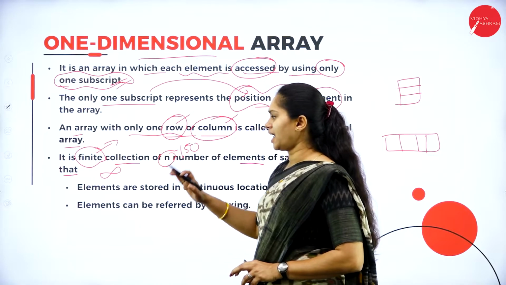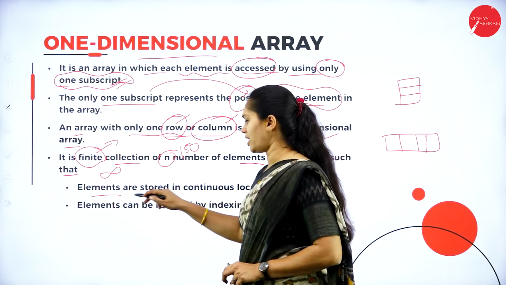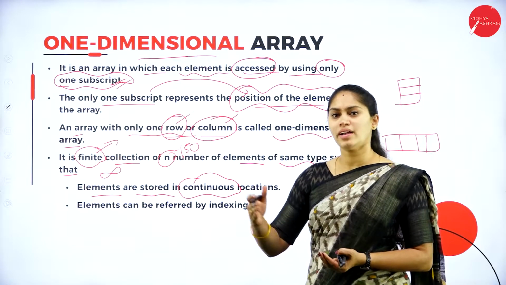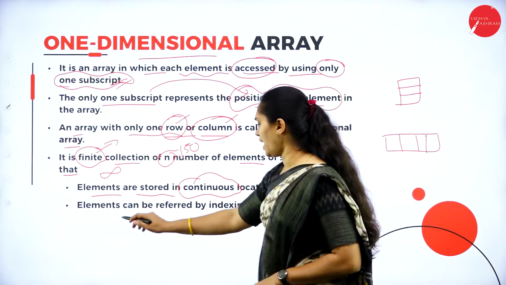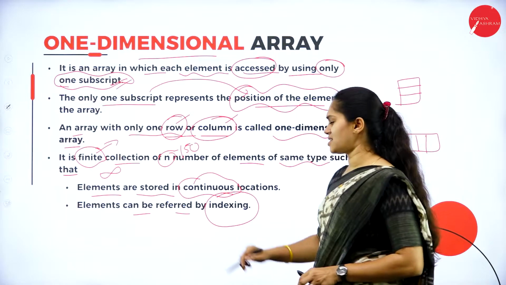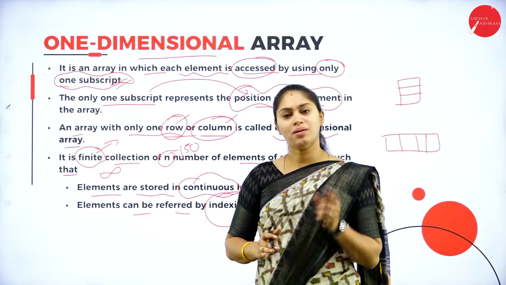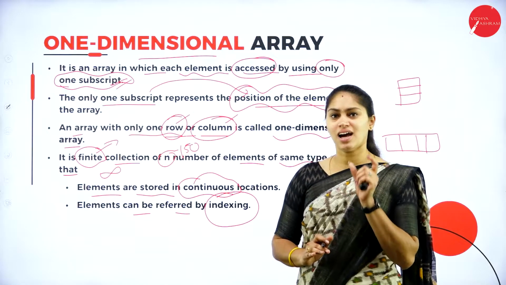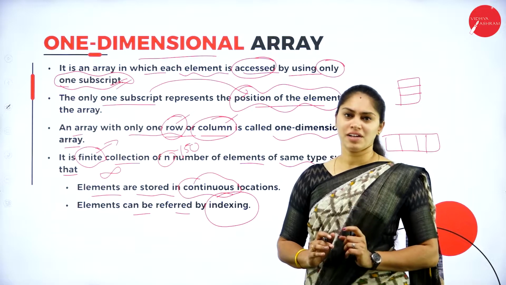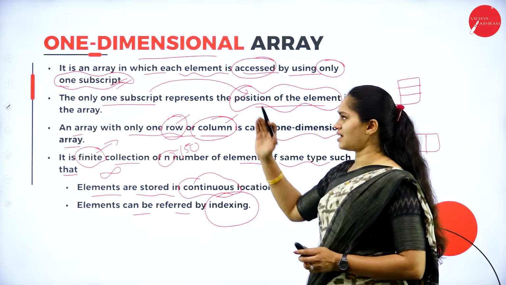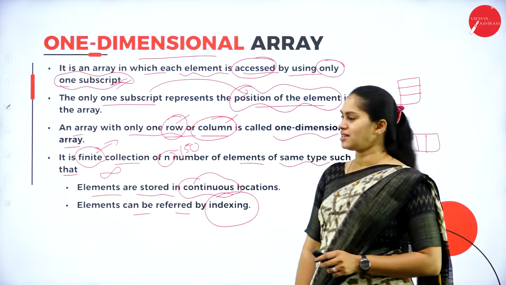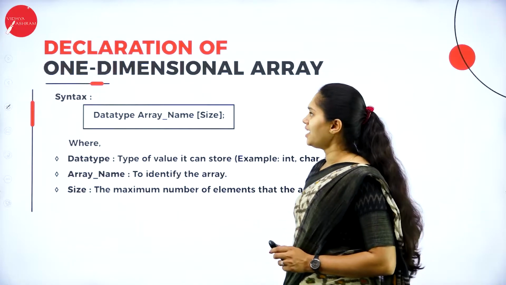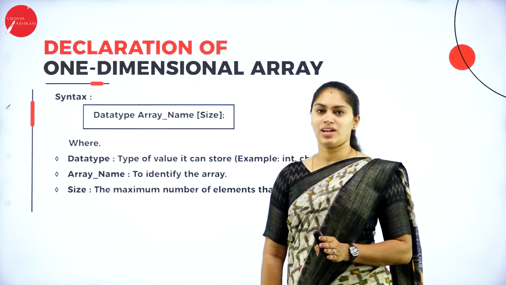Then how can I get to know this is a one-dimensional array? Elements are stored in contiguous locations. Contiguous in the sense one after another. And also elements can be referred to by indexing. How can I get to know its position? With the help of subscript or indexing. So indexing represents the position or location of an element in an array. These are the basic definitions and basic things which you need to remember with respect to a one-dimensional array. We'll see how we are going to declare that one-dimensional array.